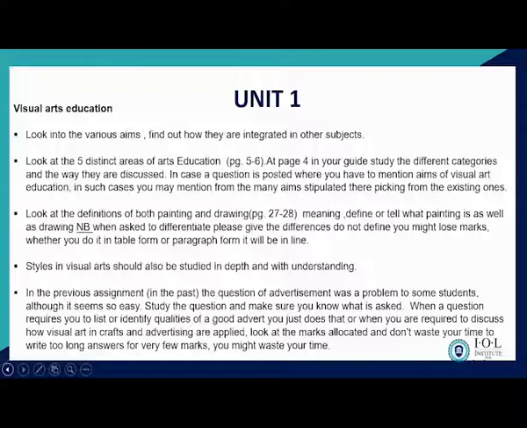Very important. When asked to differentiate, please give the differences. Do not define. You might lose marks. If they ask you to differentiate, then you give the differences. Whether you do it in table form or paragraph form, it is both okay.